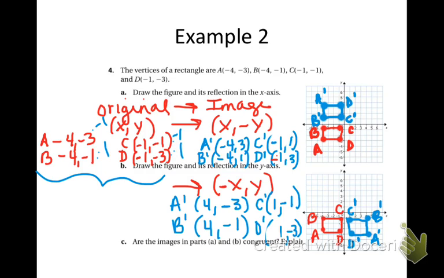Are the images in parts A and B congruent? If you recall, the reflection does not change the size, so yes, they are all congruent. They are all rectangles, and they are all the same size and shape.